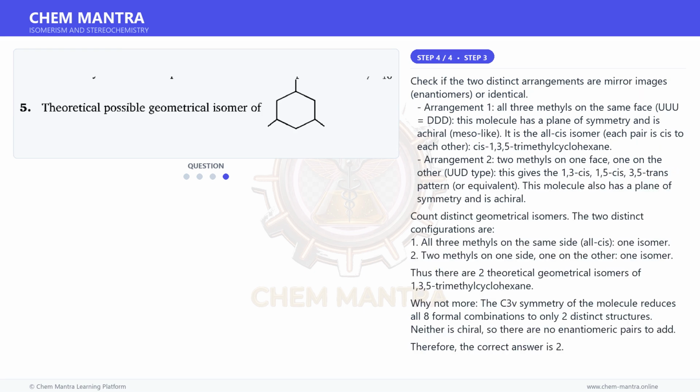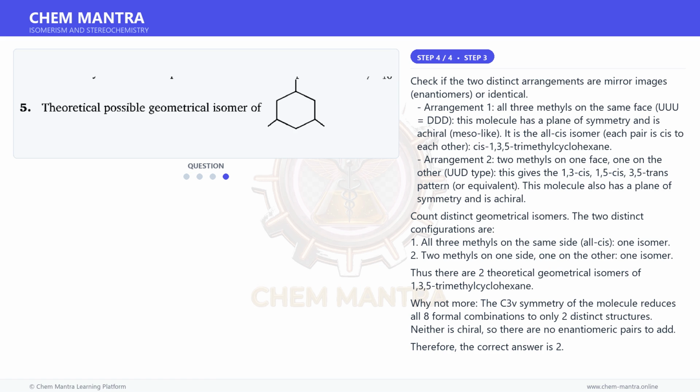And for the final step, check if the 2 distinct arrangements are mirror images, enantiomers, or identical. Arrangement 1, all 3 methyls on the same face, UUU is equal to DDD. This molecule has a plane of symmetry and is achiral, meso-like. It is the all-cis isomer, each pair is cis to each other, cis 1, 3, 5 trimethylcyclohexane.